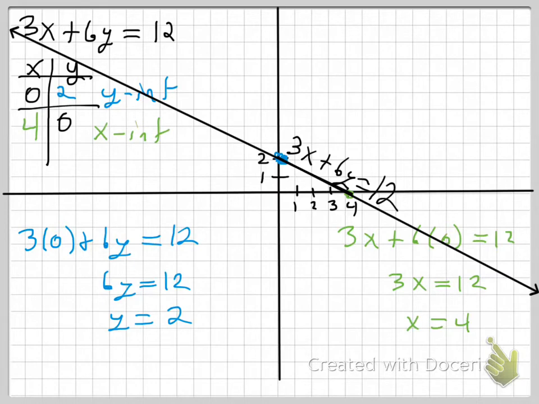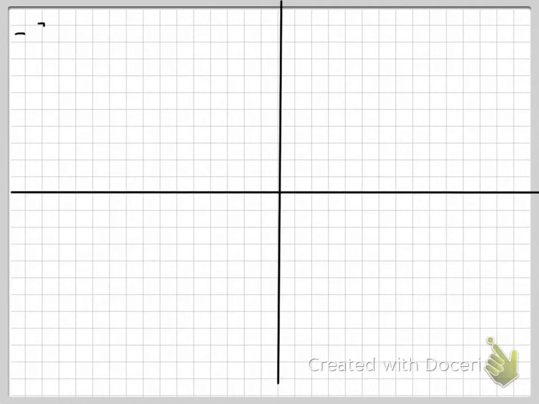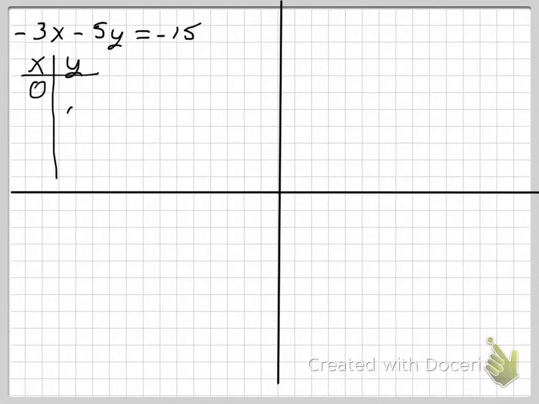Okay, we'll look at one more with some negatives, see what's going on there. So let's say we have negative 3x minus 5y equals negative 15. So we're going to play the same game, make the same table, 0 for x, 0 for y.